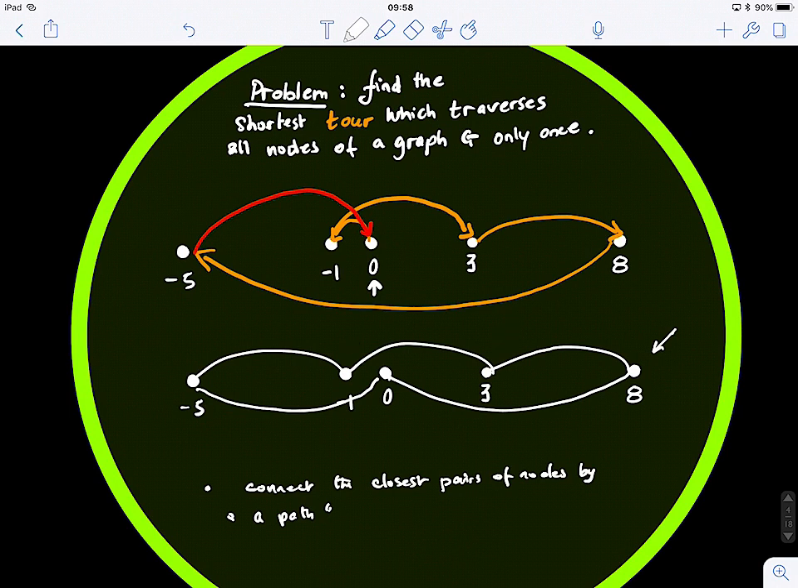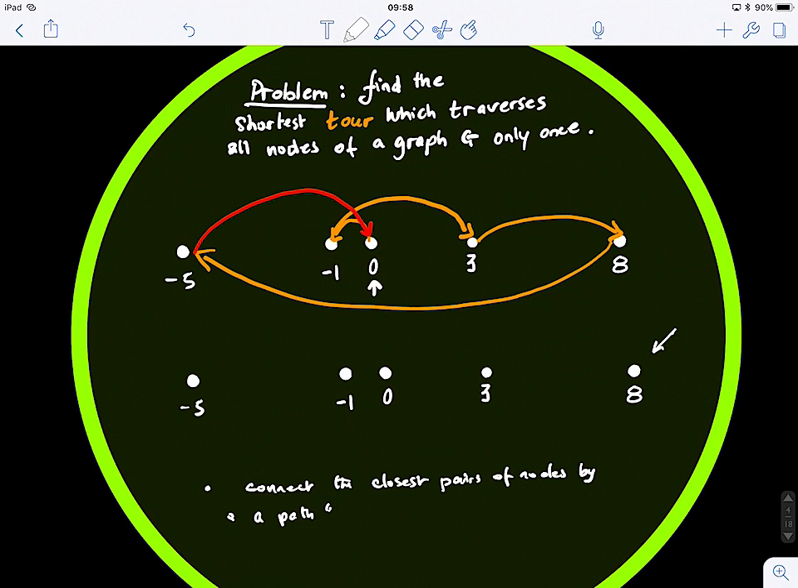See, this is how we find solutions, by thinking over the problem and trying different scenarios. And this is how you get to a solution. So here, basically, you connect the 2 closest nodes. The 2 closest nodes is this one. And then the 2 closest next ones without creating a cycle is 0, 3. And then we can do 3, 8, or negative 1, negative 5. So connecting the closest pairs.